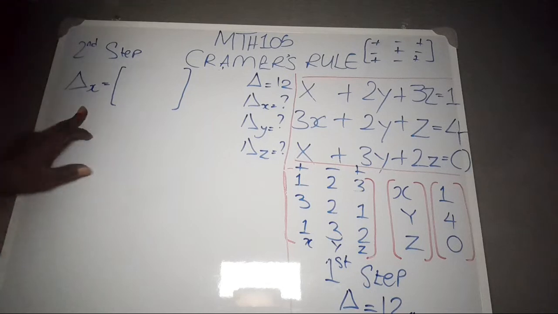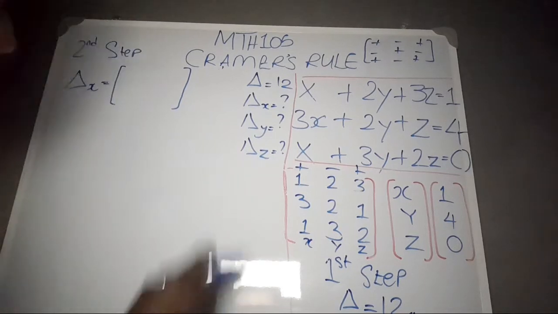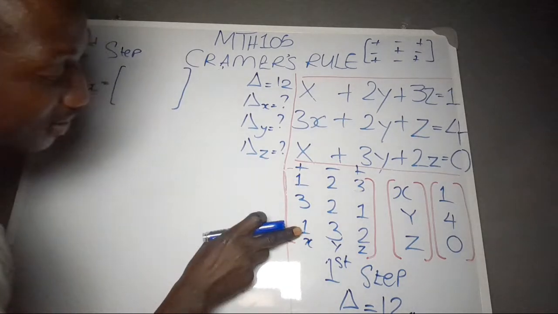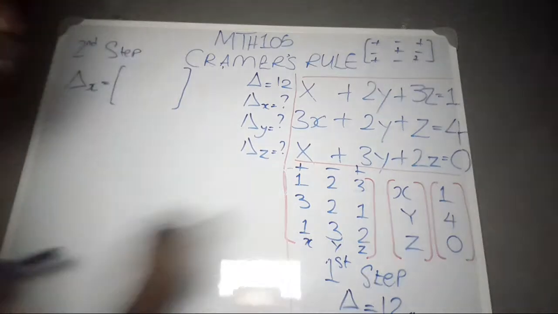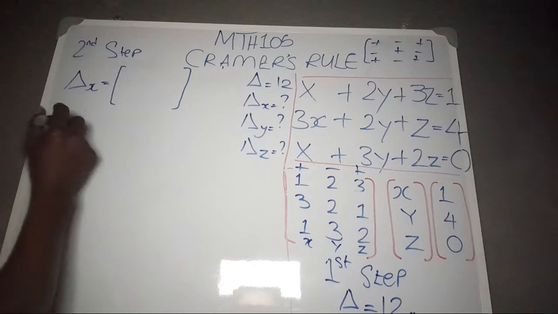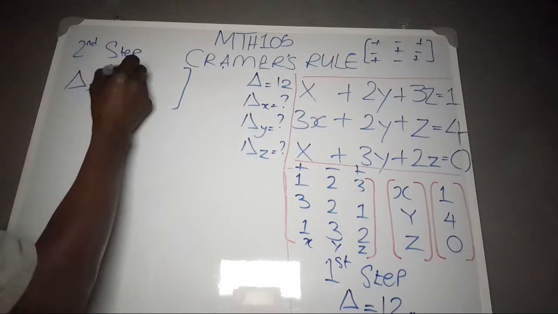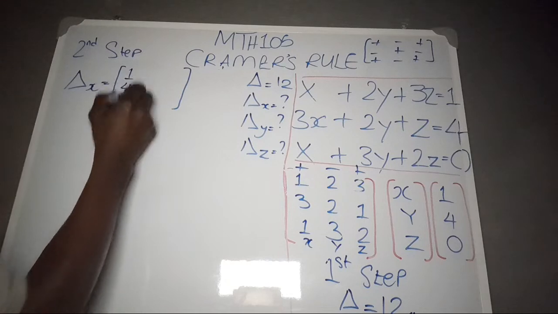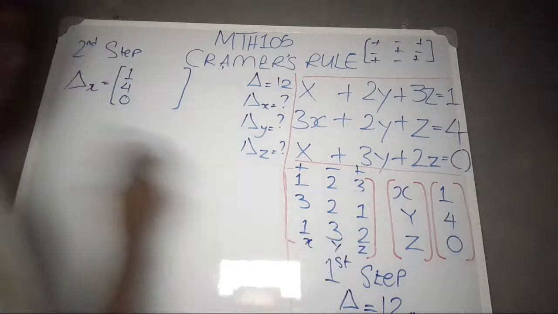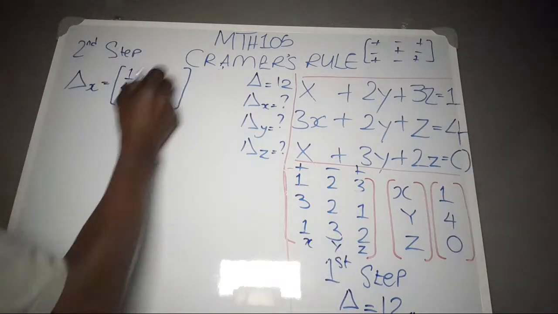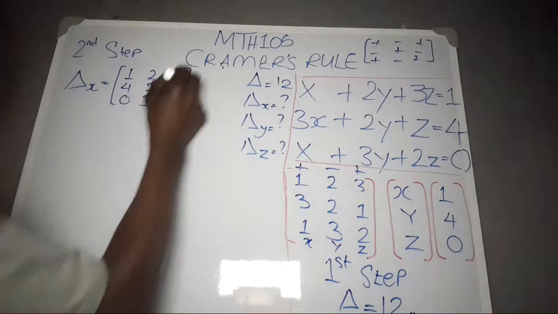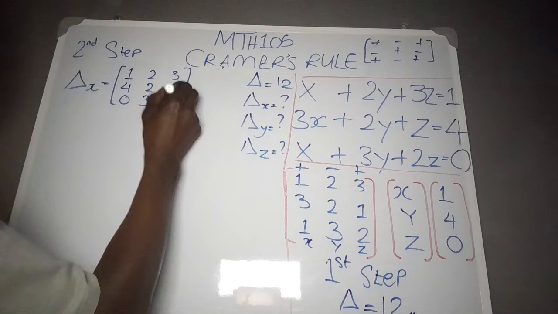Now that we are solving for the determinant of x, we are going to substitute this element with what we have here. So it will no longer be 1, 3, 1. It then becomes 1, 4, 0. So for y and for z, it remains. We have 2, 2, 3, and we have 3, 1, 2.